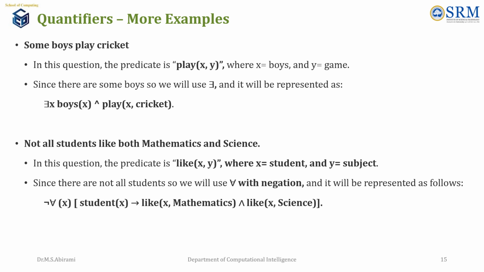And the next example is not all students like both mathematics and science. Here the predicate is like(x, y), where x is equal to student and y is equal to subject. Since there are not all students, we will use for all with negation, and it will be represented as follows: ¬∀x student(x) → like(x, mathematics) ∧ like(x, science).